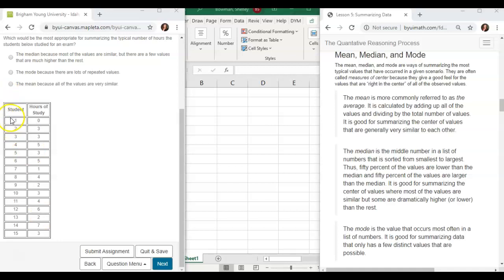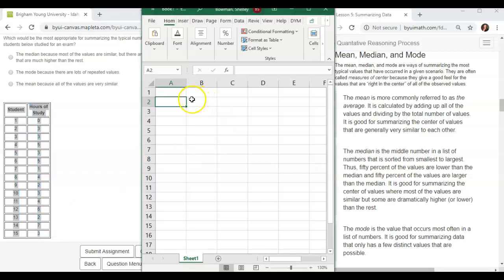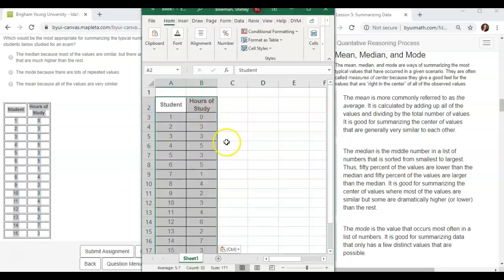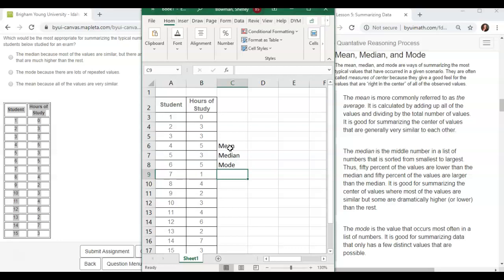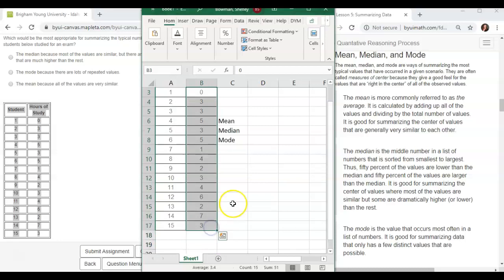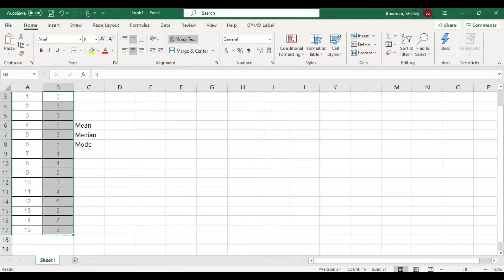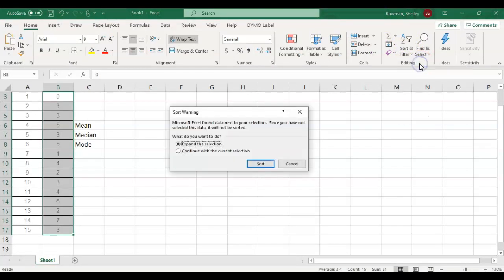If we wanted to do some calculations and visualizing of these, we can copy and paste them into Excel over here, and we can find the mean, median, and mode. And because it's talking about the spread of the data, we can also arrange these from low to high. I'm going to do this by first, we'll expand this and go to sort from smallest to largest.